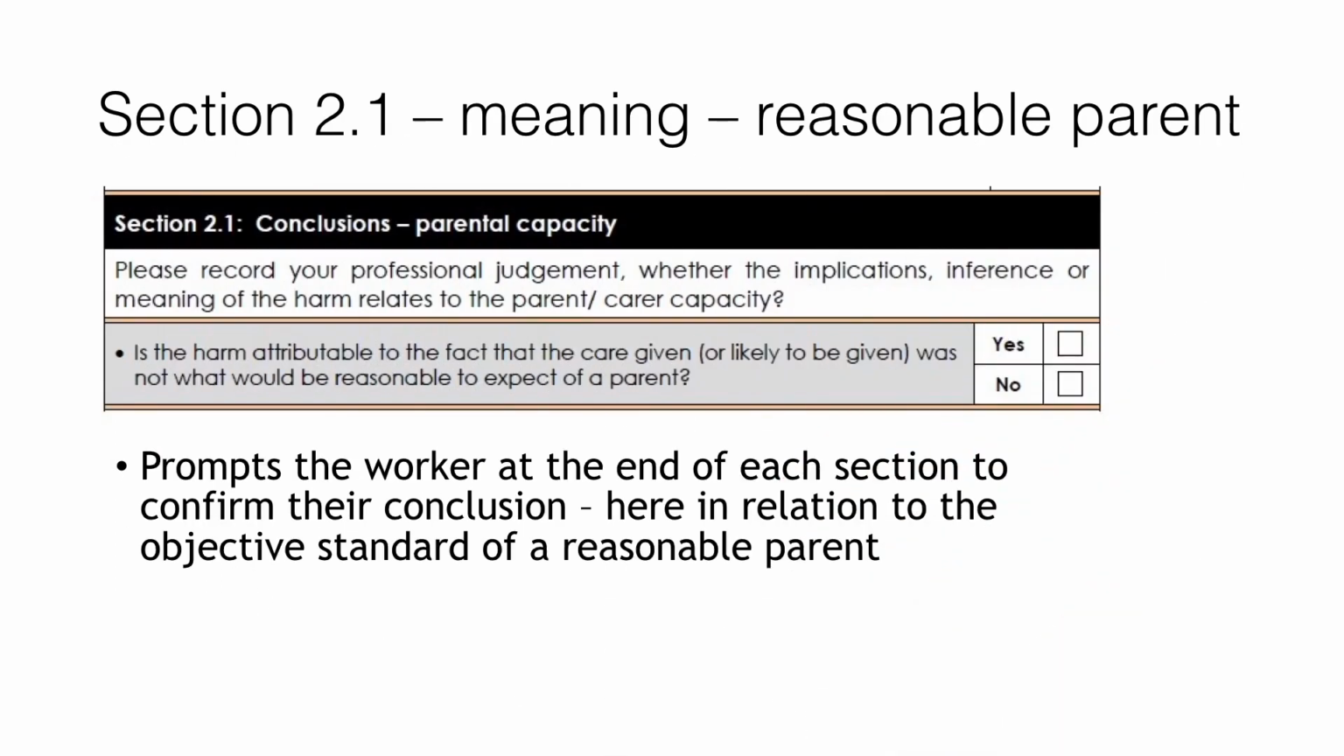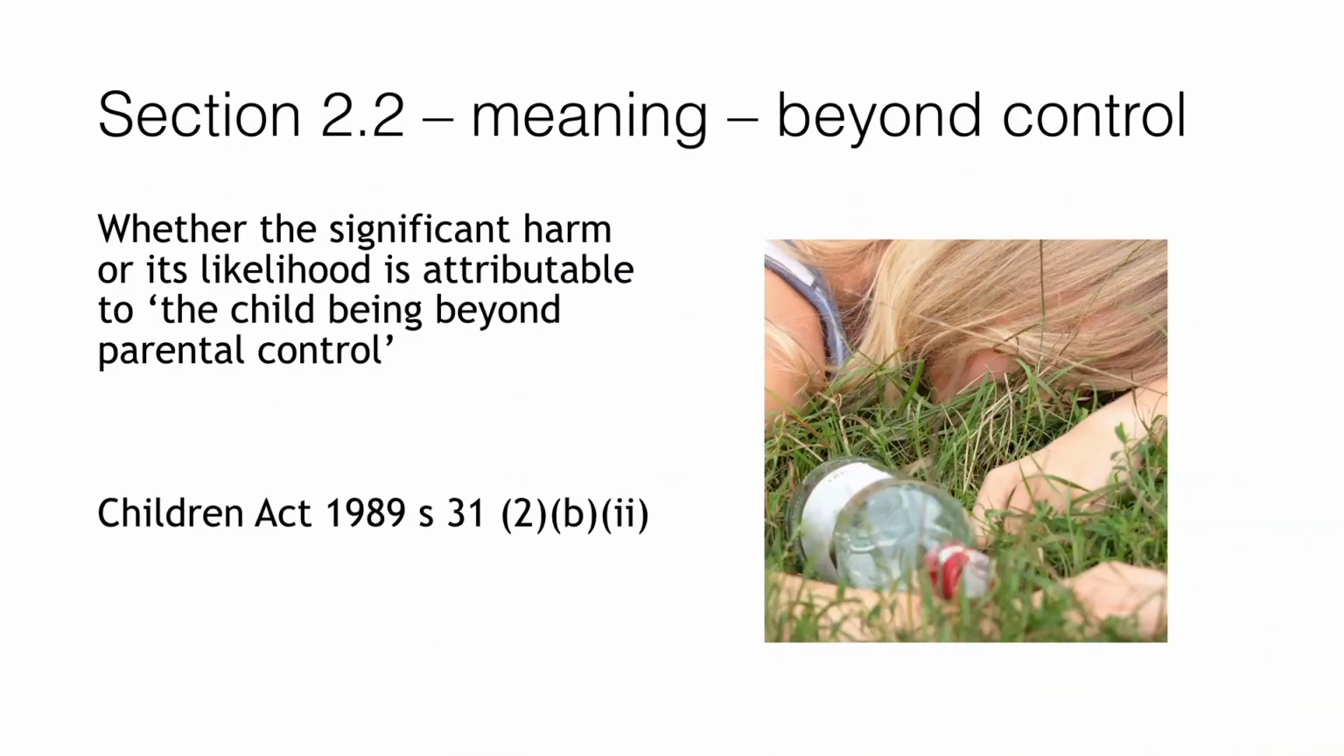Each section finishes with a professional judgment conclusion. Is the harm attributable to care given or likely to be given, not what it would be reasonable to expect of a parent? This is directly related to the underpinning law, in this case Section 31(2)(b)(i) of the Children Act 1989. The second section in meaning again refers to Section 31 of the Children Act 1989 and the grounds or threshold for certain orders made by the court.